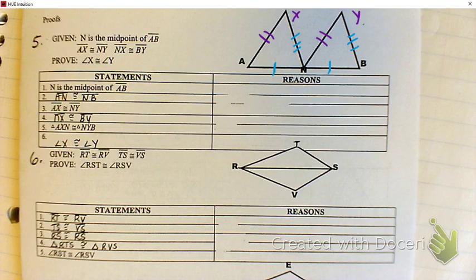So, first of all, N is the midpoint of AB. So, Ben, what do you think the reason of that is? Okay. Taylor, AN is congruent to NB. That's the very first thing I told you. Why did I tell you these two things were congruent, AN and NB? Because it was a midpoint. So that means it's definition of midpoint.